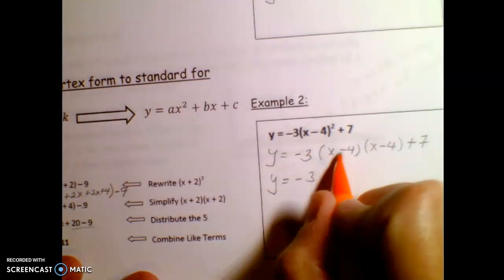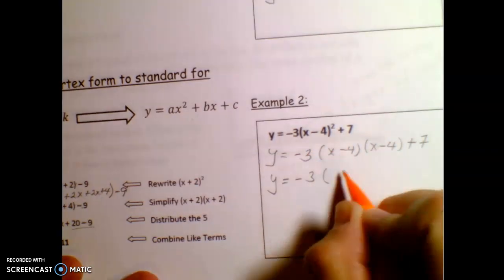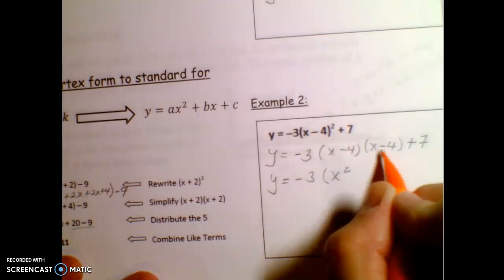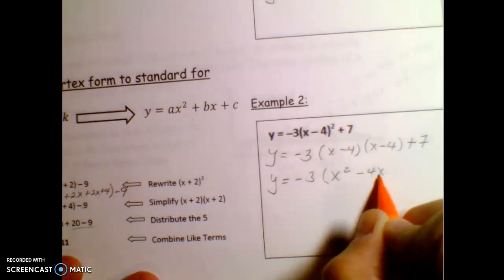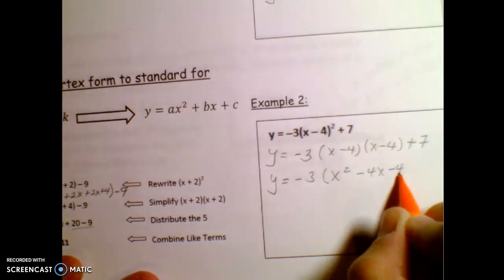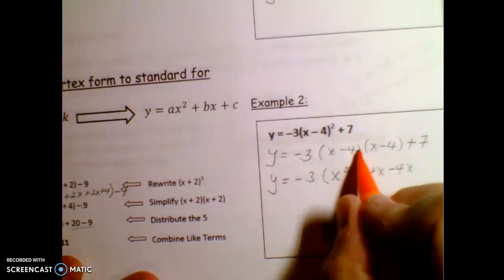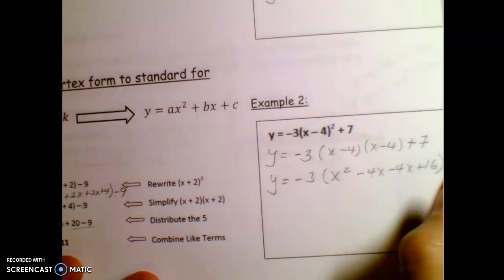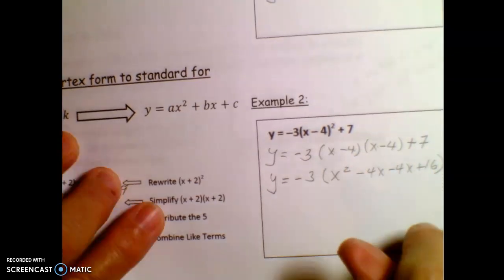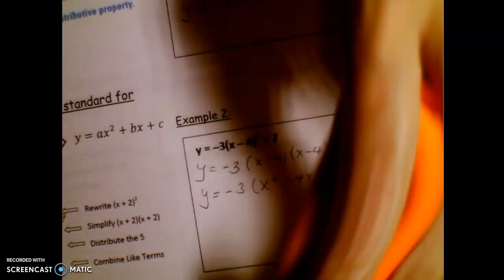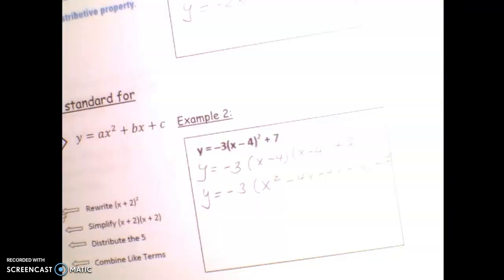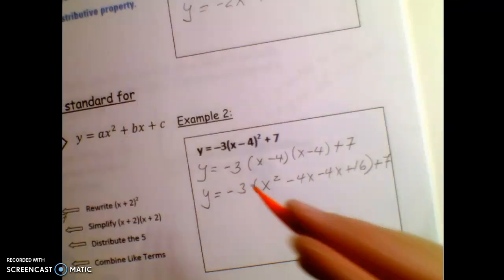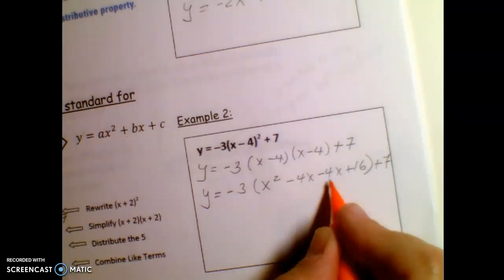And if I square this, x times x is x squared. X times minus 4 is minus 4x. Minus 4 times x is minus 4x. And minus 4 times a minus 4 is a positive 16. And I still have plus 7. Whoops, let's move that over. There you go. All right, so now let's combine some like terms inside here.